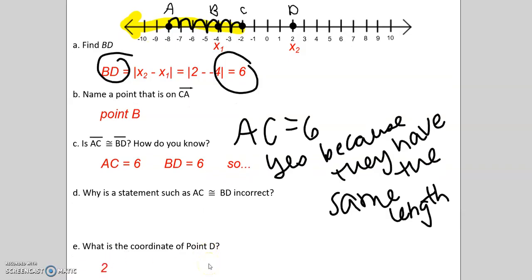Awesome job, guys. That's all we're doing in section 1.2, measuring and constructing segments. Great job, guys.